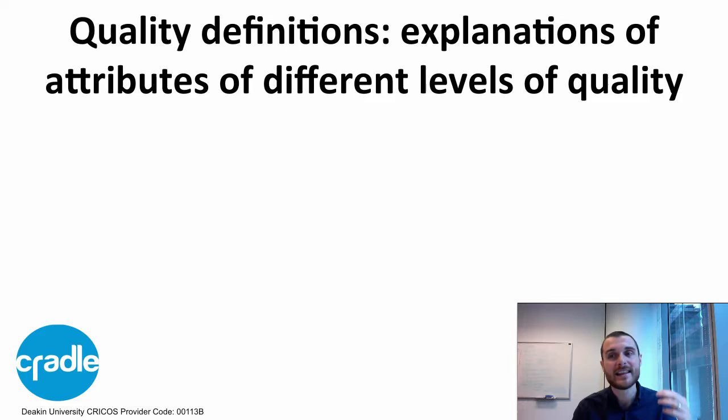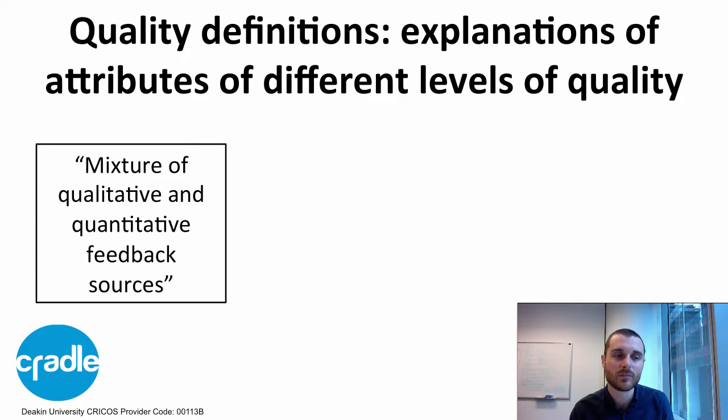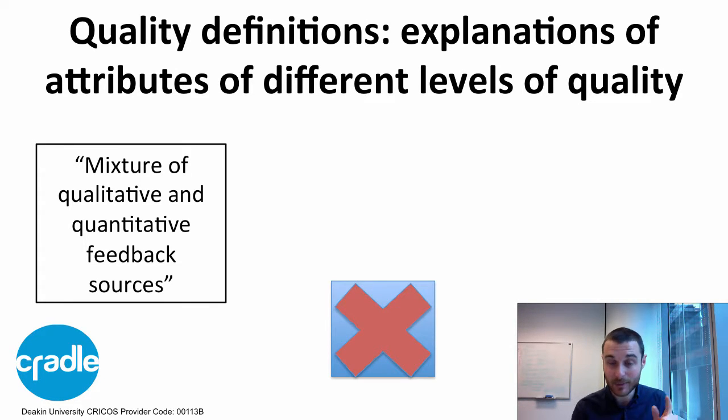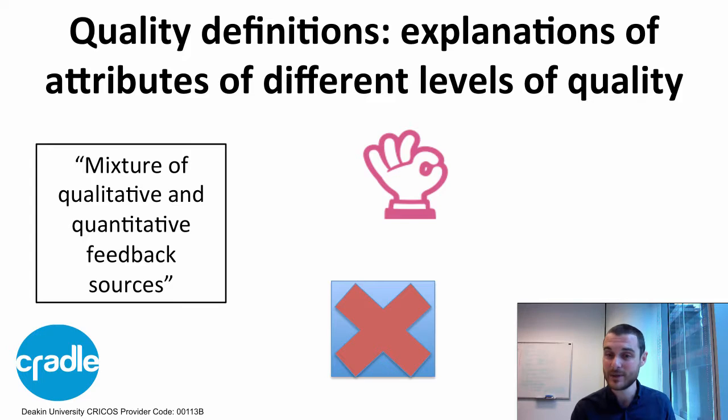Quality definitions, the explanations of attributes of different levels of quality. Now, in a rubric I've written before, I've had a mixture of qualitative and quantitative feedback sources. That's a quality definition. I've seen that, the blank box. I think the blank box is really, really lazy. I don't think that's much of a quality definition. I've seen pictures. Now, that as a picture isn't quite useful. Later on, I'm going to show you another picture you will instantly recognize as maybe some work that you've done yourself before, and that'll help you understand quality.